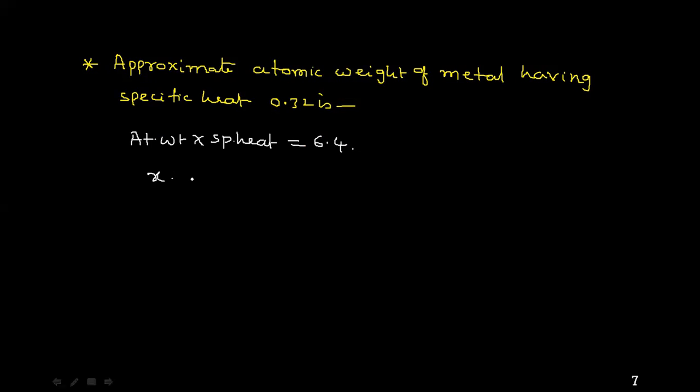So here atomic weight we have to calculate. You make it as x. What is the specific heat given? 0.32. x into 0.32 is equal to 6.4. Therefore, atomic weight is equal to 6.4 divided by 0.32. Otherwise, 640 divided by 32. So this is equal to 20.